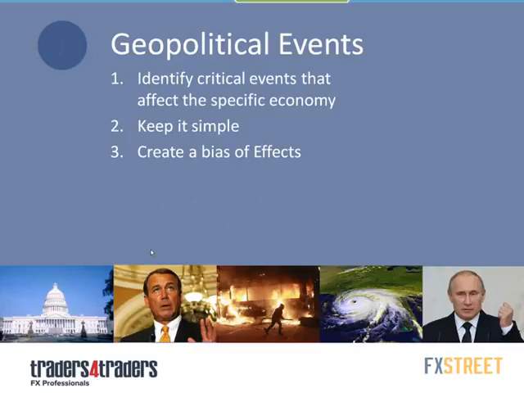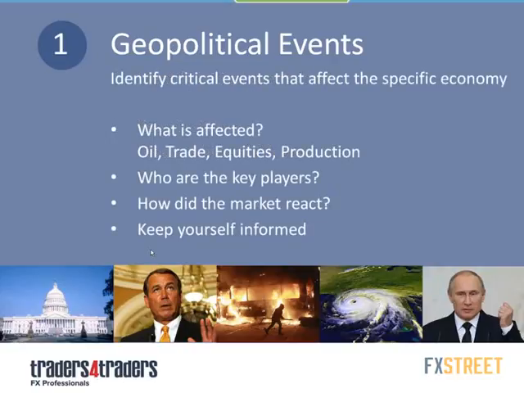All right. So identifying the critical events that affect a specific economy, it's always a question of coming back to, as a trader, how does it affect the markets? Okay, what is affected? If it's oil, does it affect oil? If it's a war in the Middle East, it's going to affect oil. Who's affected by that? Well, Canada is affected by the price of oil because they export a lot of oil. Japan's going to be affected because they import a lot of oil. Right.